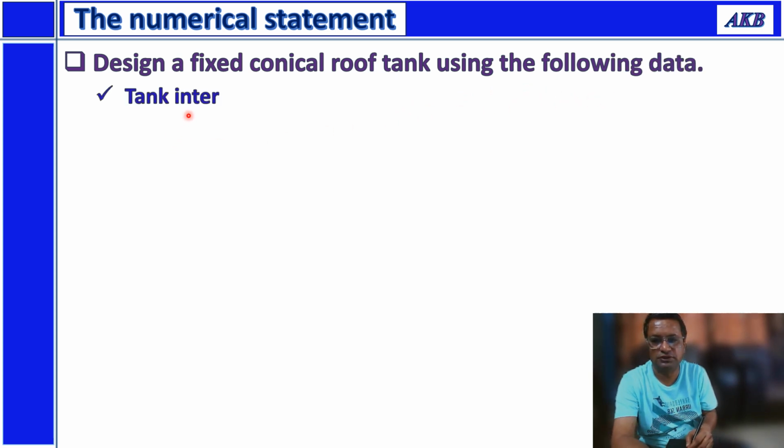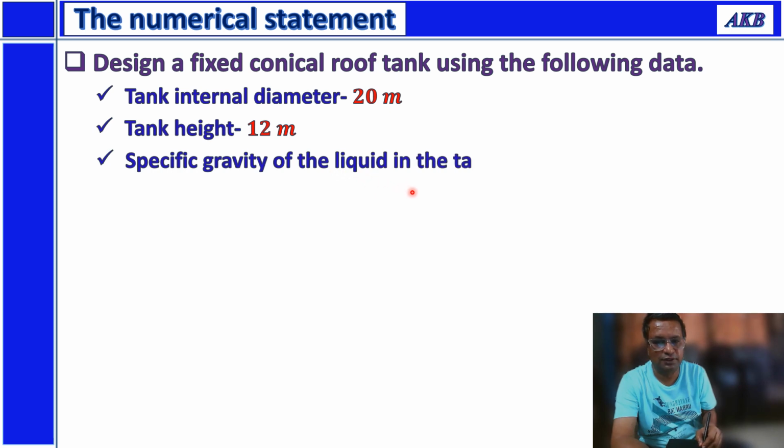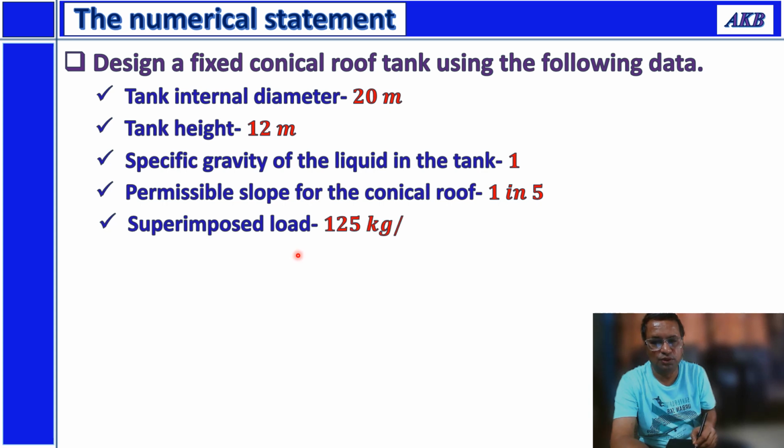Data is given to us. Tank internal diameter is given, it is 20 meter. Tank height is given, it is 12 meter. Specific gravity of the liquid in the tank is given, it is 1. Permissible slope for the conical roof is given, it is 1 in 5. Superimposed load that is acting on the roof is given to us, it is 125 kg per meter square.